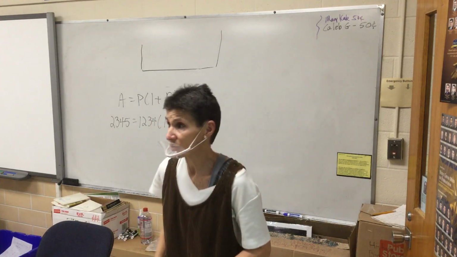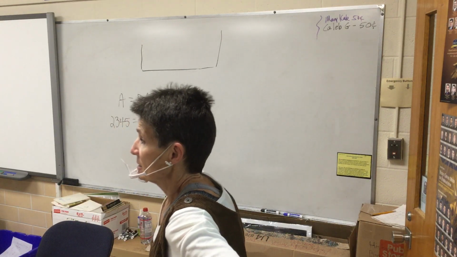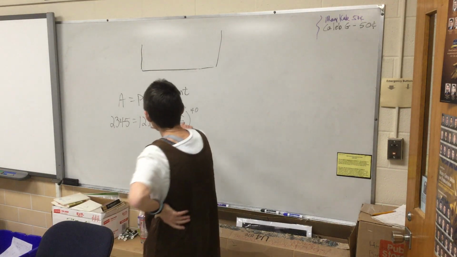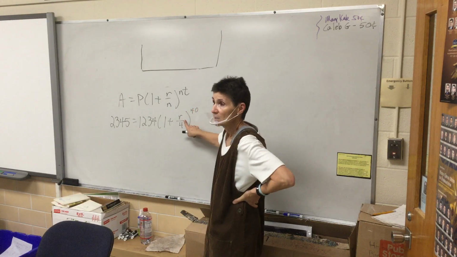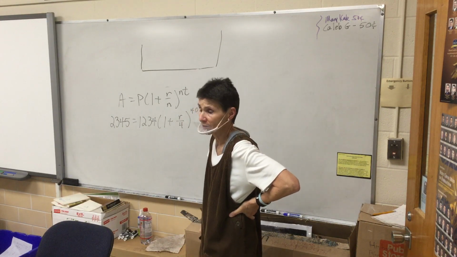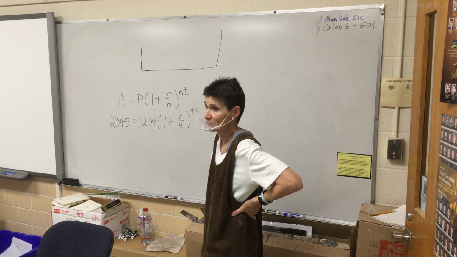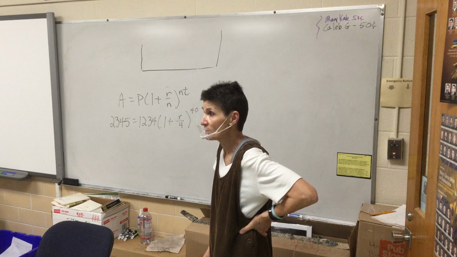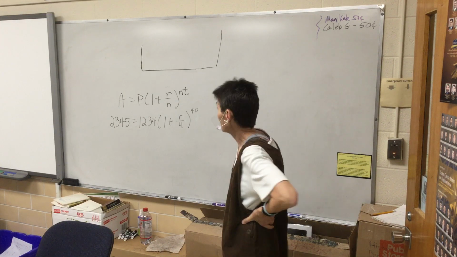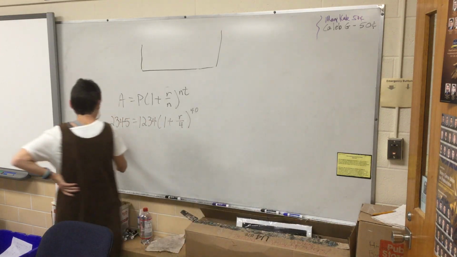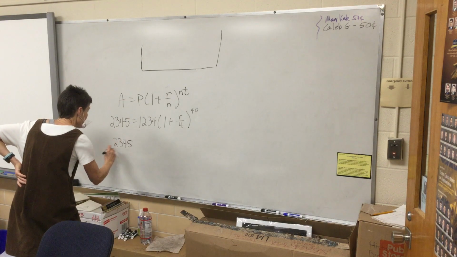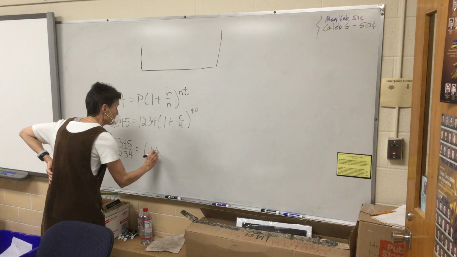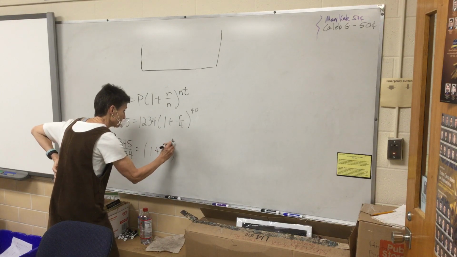Now this is crazy. I don't know if we've done one like this where we're solving for r. Are we going to use logarithms? No. How are we going to start though? We're going to start the same way. We'll start by dividing. So 2345 over 1234 equals 1 plus r over 4 to the 40th.